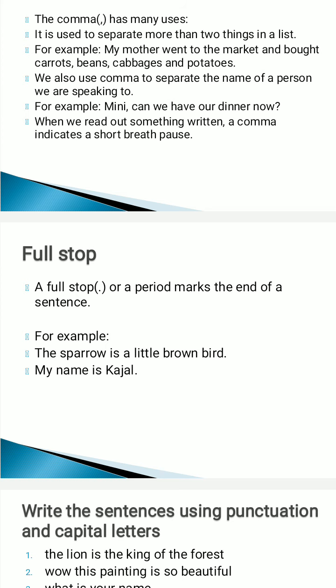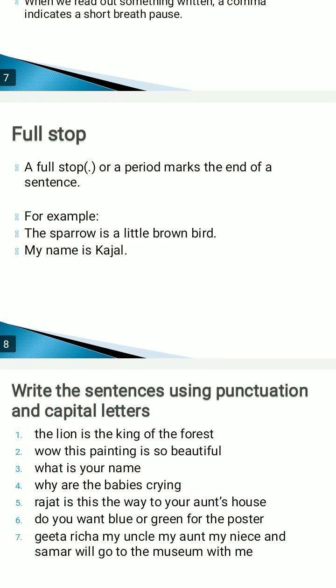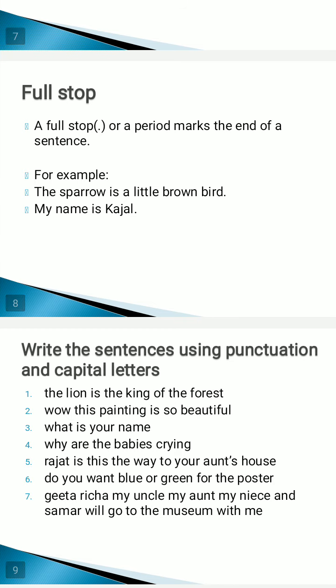The next mark is full stop. Now full stop is also known as a period mark. So full stop marks the end of a sentence. Full stop is also known as a period, and that is used to tell the end of a sentence, that tells us that the sentence has completed. To mark the completion of the sentence, we use the full stop. For example, my name is Kajal, and after Kajal I have marked a full stop that shows that I have completed whatever I am saying.